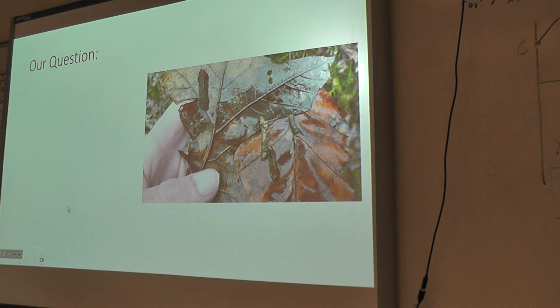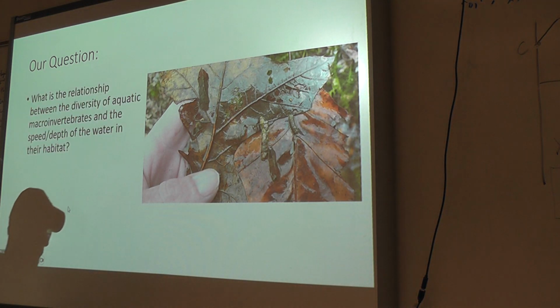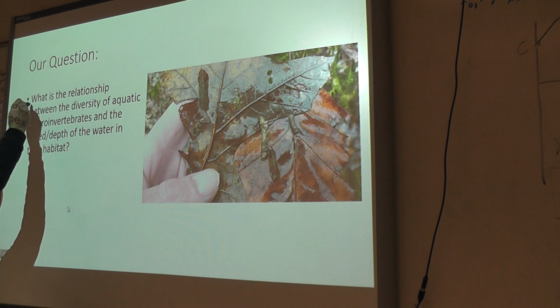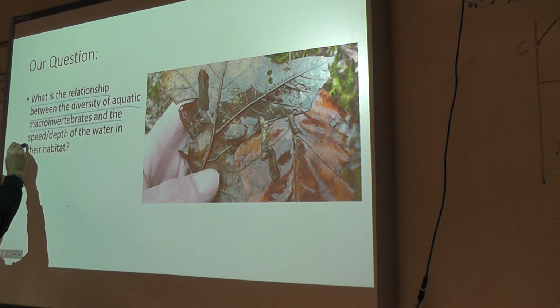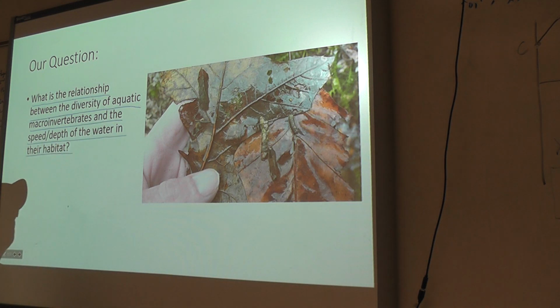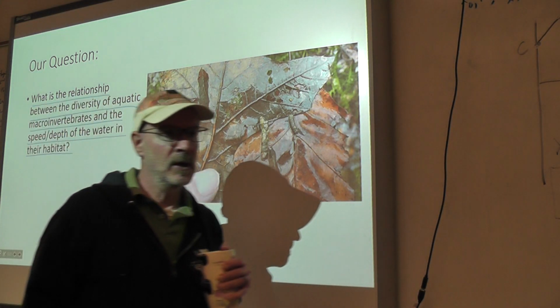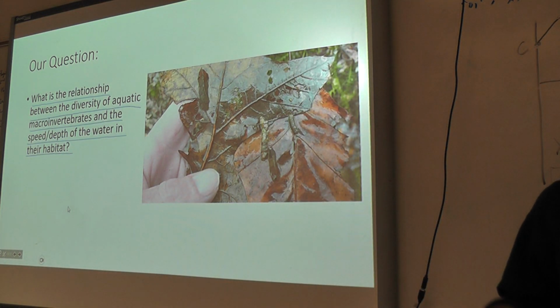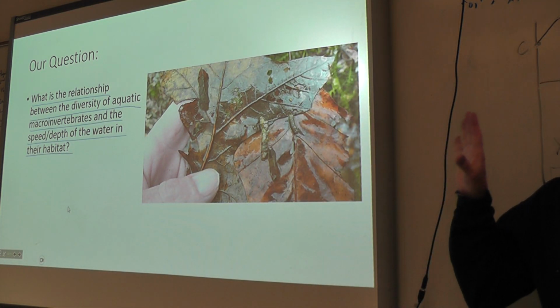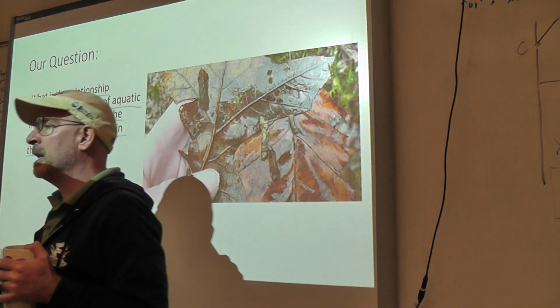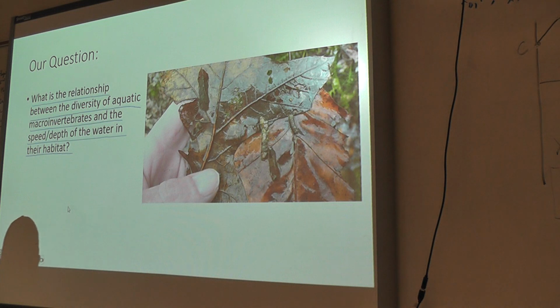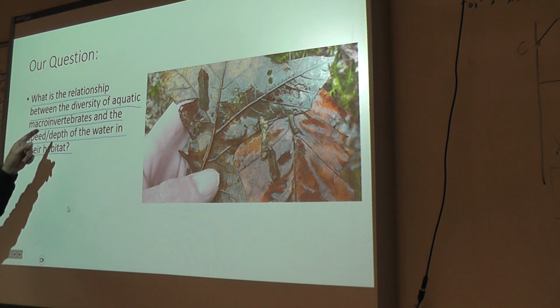So our question, and this is one that I want you to write down: what is the relationship between the diversity of aquatic macroinvertebrates and the speed/depth of the water in their habitat? So if you think about our framework for coming up with a question, it was to look at the main thing that you're thinking about. For the plants, we picked a plant, white alder. And for this, the main thing we're looking at is aquatic macroinvertebrates.